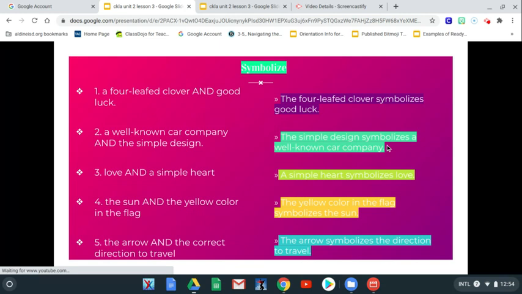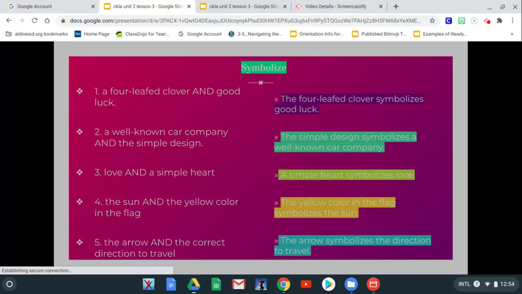The simple design symbolizes a well-known car company. A simple heart symbolizes love. And the yellow color in the flag symbolizes the sun. The arrow symbolizes the direction to travel. So boys and girls, symbolize means to stand for an idea or characteristic. So say symbolize. Symbolize. Good job, boys and girls.